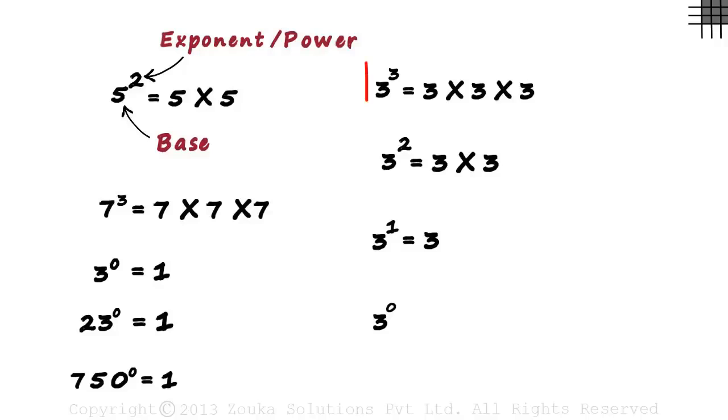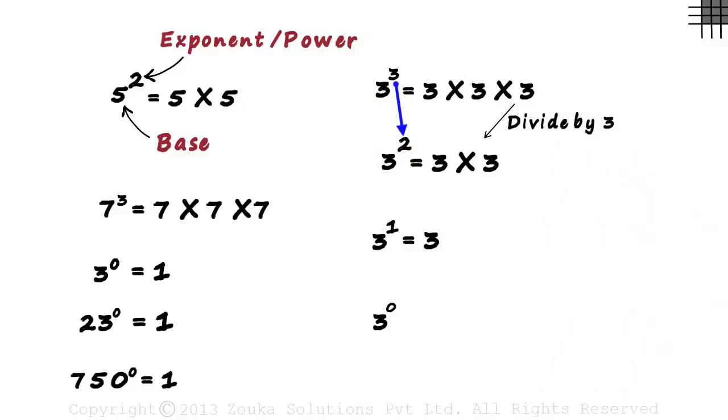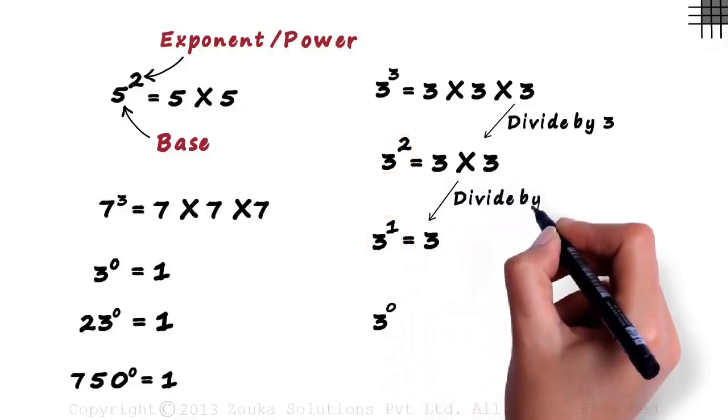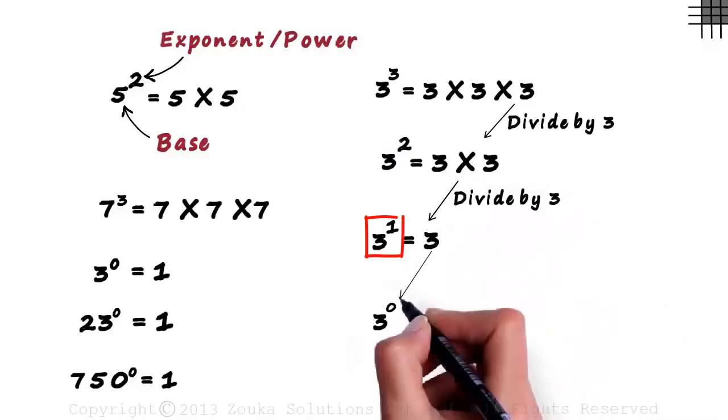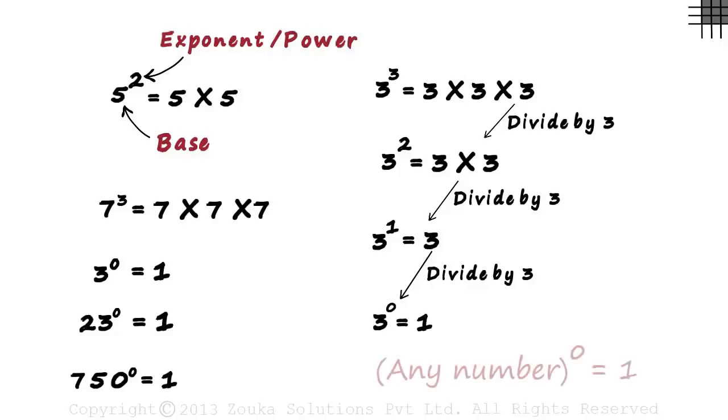When we came down from 3 raised to 3 to 3 raised to 2, we divided it once by 3. When the power reduced by 1, we divided it once by 3. When we came down from 3 raised to 2 to 3 raised to 1, we again divided it by 3. So when we come down from 3 raised to 1 to 3 raised to 0, since we are reducing the exponent by 1, we again divide it once by 3. And that's how we get a 1. Therefore, any number raised to 0 will always equal 1.